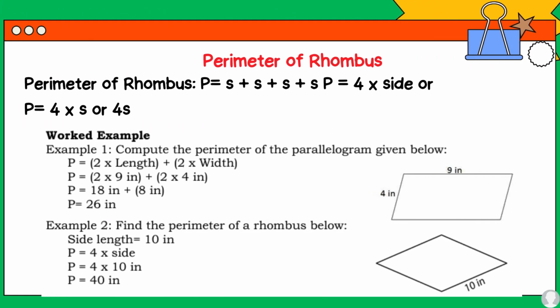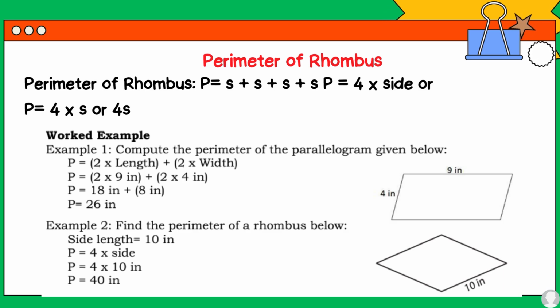So we have here work examples. Example 1, compute the perimeter of the parallelogram given below. So you have 2 lengths plus 2 widths. So twice 9 inches and twice 4 inches. That is 18 inches and 8 inches. So in all, it is 26 inches.